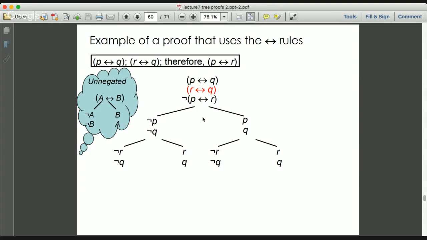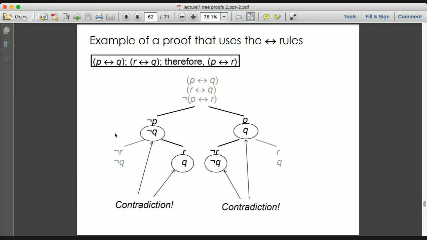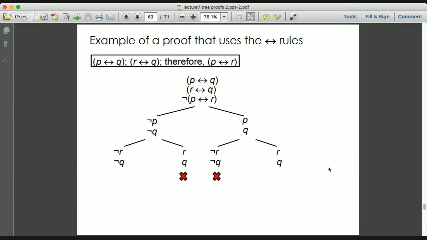So I've now unpacked the premises, and I can already see some contradictions present. In this branch, I can see that it's Q and not Q. And on this branch I can see Q and not Q as well. So I can close those branches. I don't even have to unpack the conclusion. If you see on your way that there's a contradiction, you can just close these branches.